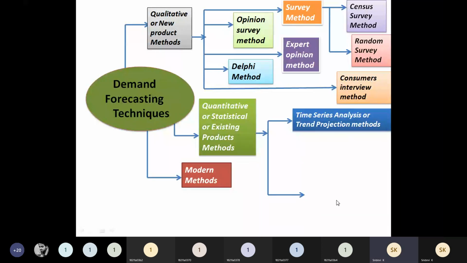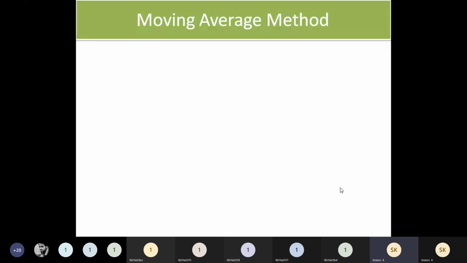The next method is the smoothing techniques. In this, the first one we are going to find out is the moving average method, which is also called the moving average smoothing method. Based on the data that is available for many years, we will go on moving the average of each and every data.